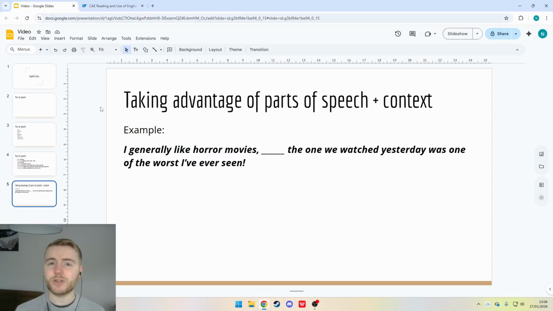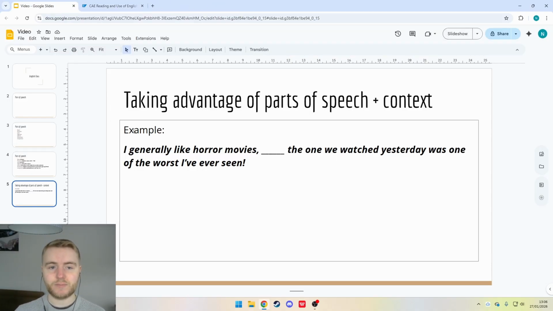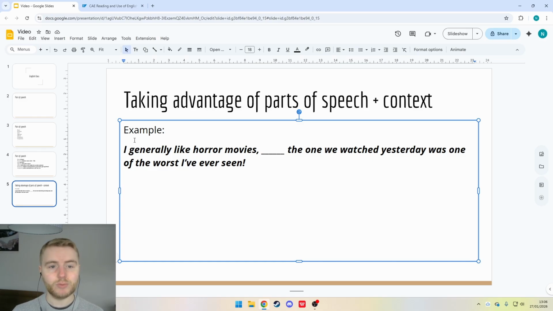Let's firstly show how we can use this, okay? Here we have a really simple example with a sentence. So let's begin by reading the sentence. I generally like horror movies. The one we watched yesterday was one of the worst I've ever seen.